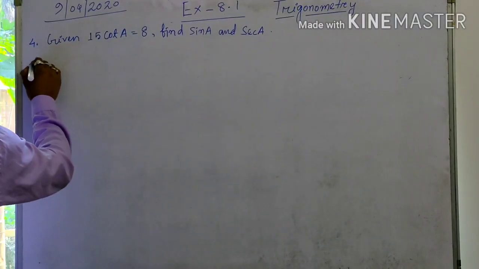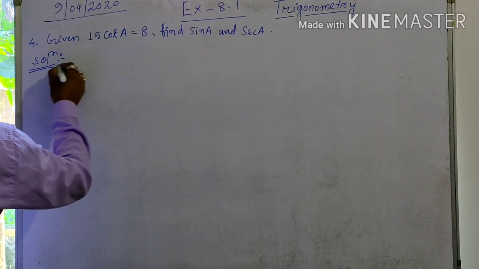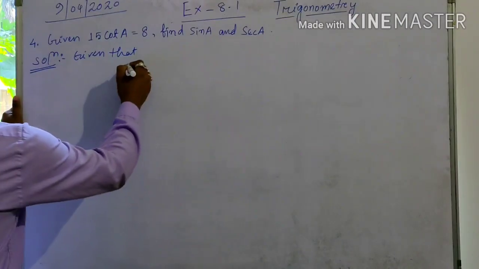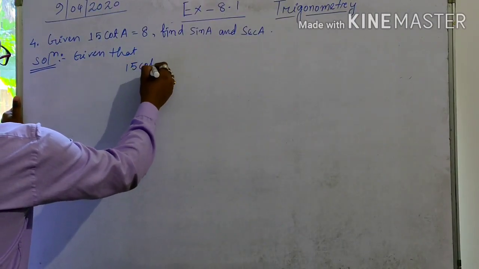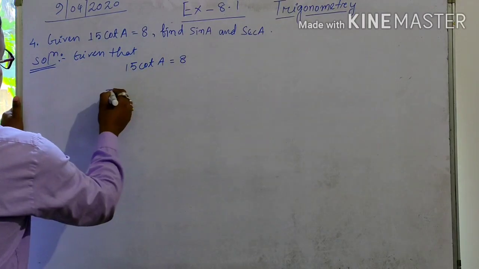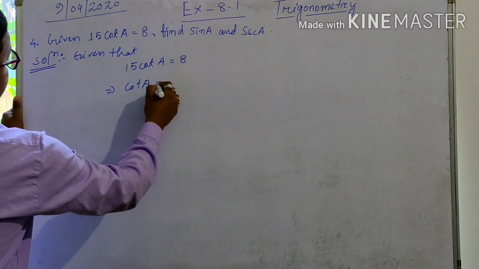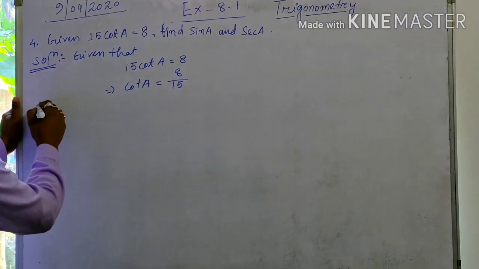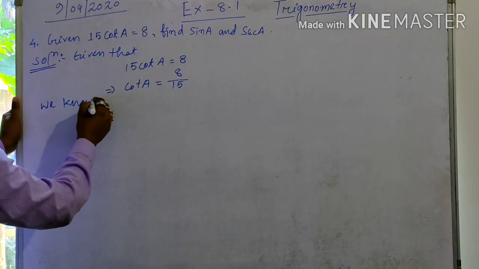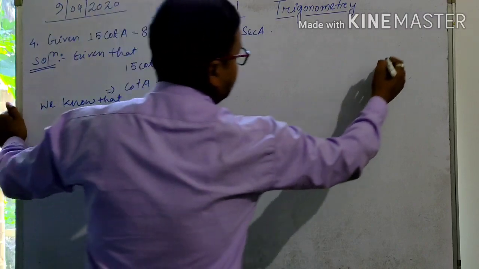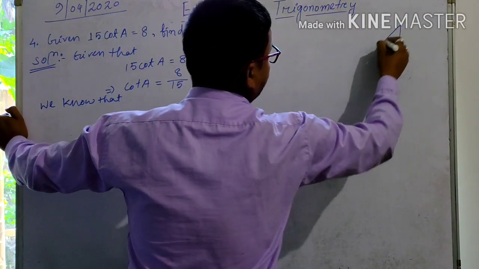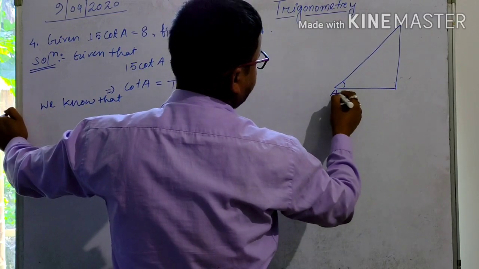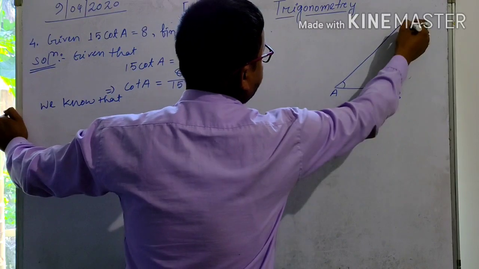Okay, let's continue. Solution. Given that 15 cot A is equal to 8. Here you write only cot A and take this 15 to the right hand side, you will get divide. So cot A equal to 8 by 15. So again, you draw one right angle triangle. Here you have to find A, so you write A here, and this is B and this is C.